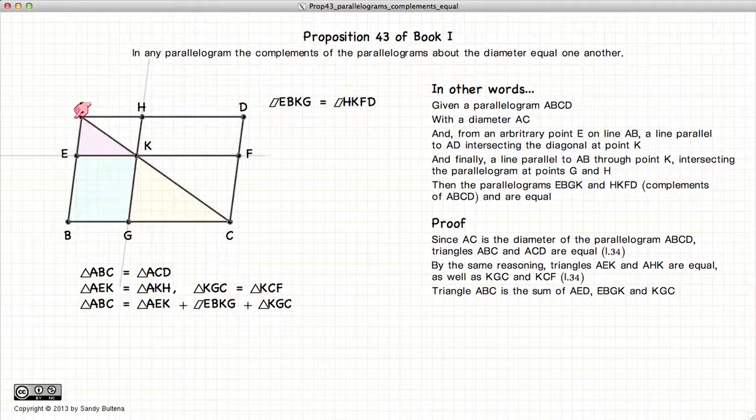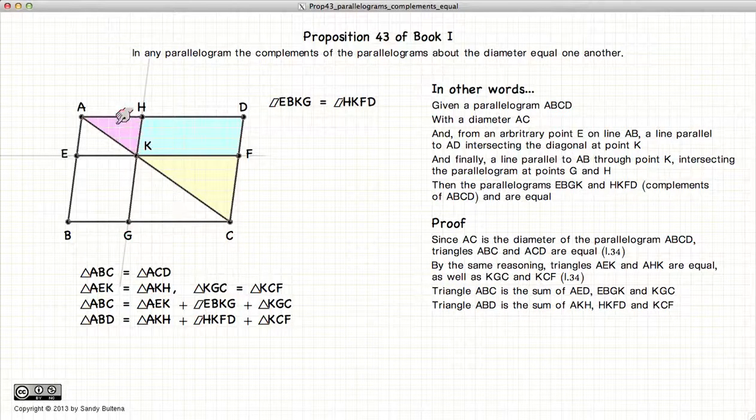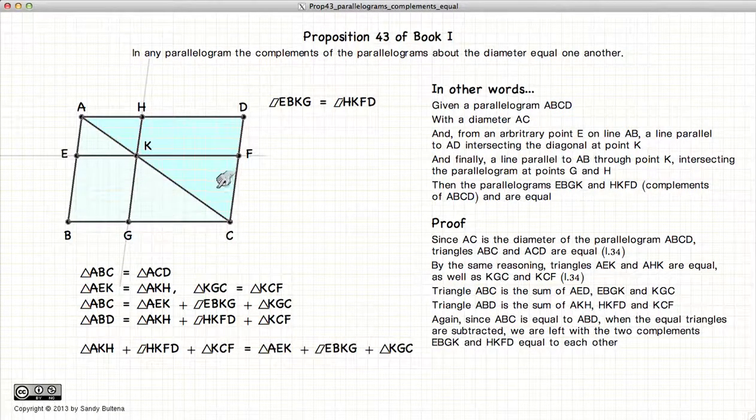Now, if we go back and look again at our triangle ABC, we can see that the area of ABC is equal to the pink, the blue, and the yellow polygons. And similarly, ACD is equal to the pink, the blue, and the yellow polygons. So now we have this plus this plus this is equal to that plus that plus that, which is this big long equation down here.